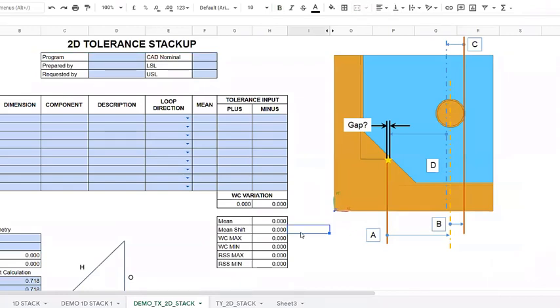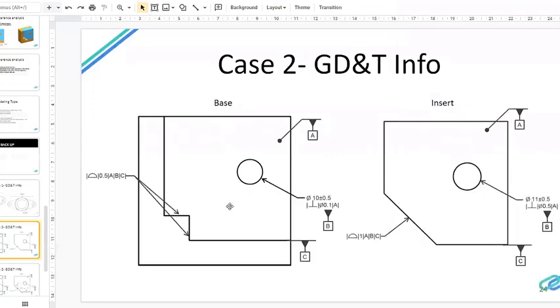I'm going directly to this tool, in which I'm going to show a demo of the 2D stack-up analysis. First, in a 2D stack-up, we need to convert all the variables into horizontal and vertical variations. Let's go to this drawing and study it first. This is our base part, which has datums A, B, and C, and a pin of size 10 plus or minus 0.5. We have these two surfaces we are interested in, which have a profile tolerance of 0.5.